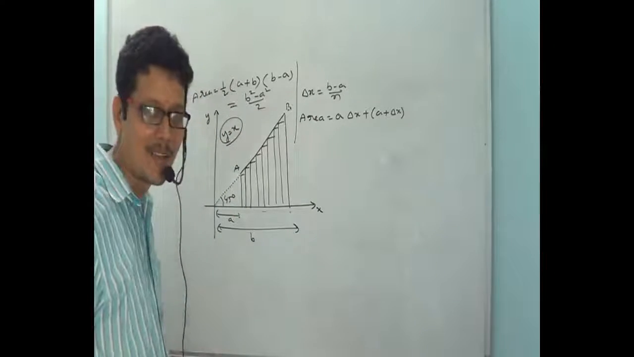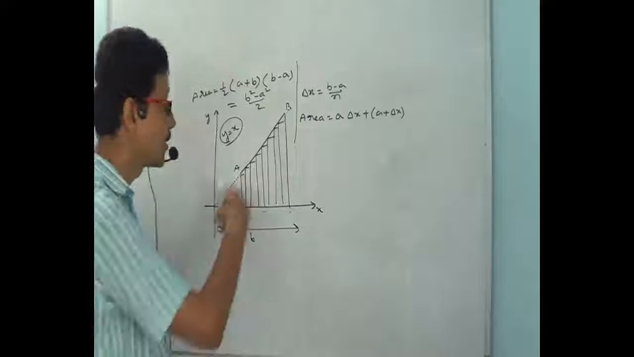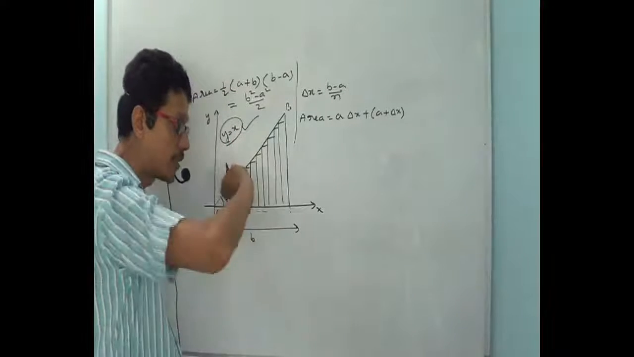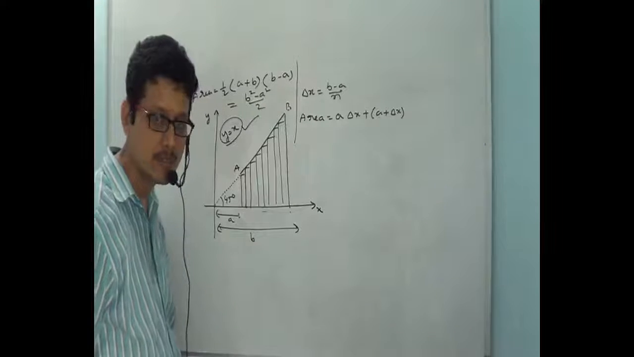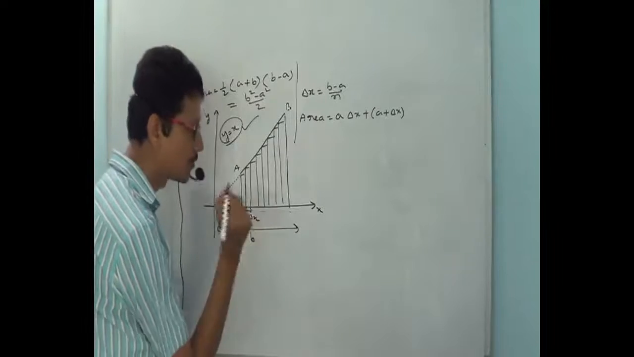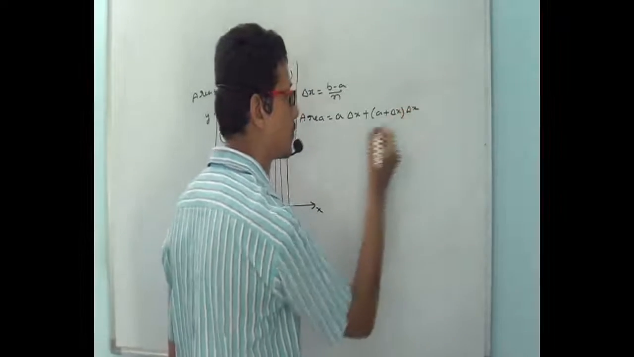F of x and y. F of x means y. Here I have taken this line as y is equal to x. This is a plus delta x, and the height is also a plus delta x. And what is the width? The width is delta x. So the area is a plus delta x into delta x.